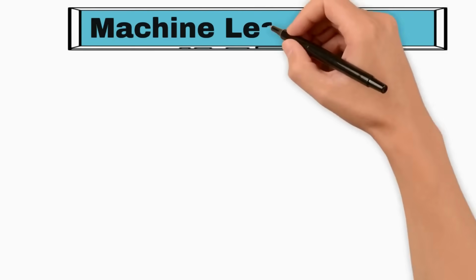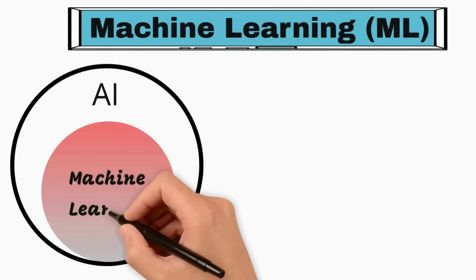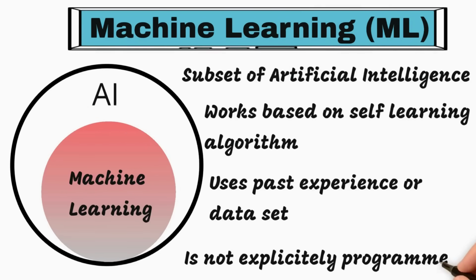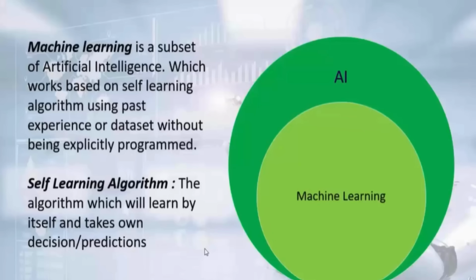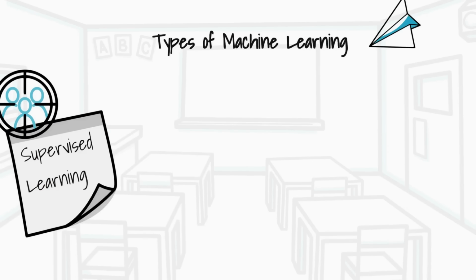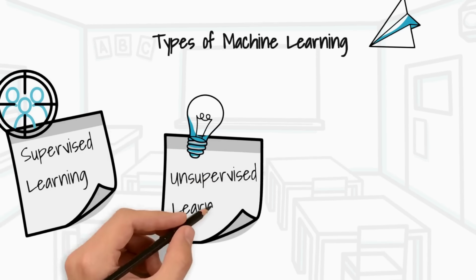Machine learning is a subset of artificial intelligence, which works based on self-learning algorithms using the past experiences or data set without being explicitly programmed. Self-learning algorithms are algorithms which will learn by itself and take its own decisions or predictions. Types of machine learning techniques, what are they? There are primarily three types of machine learning: supervised, unsupervised, and reinforcement learning.